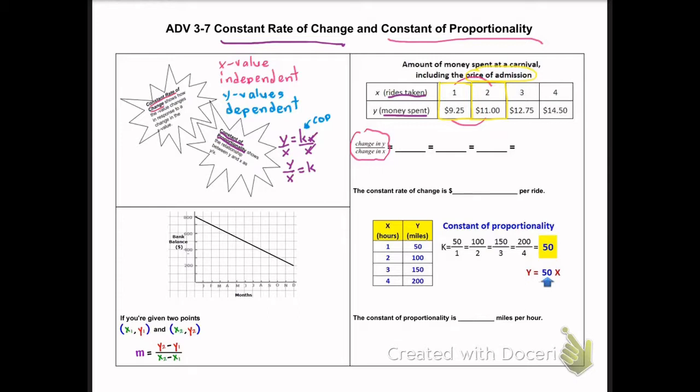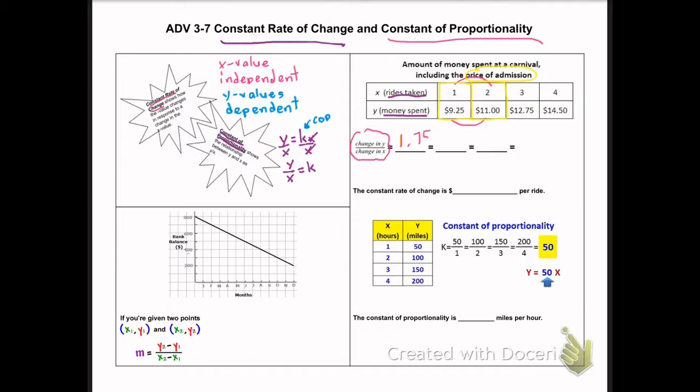So we're not talking about a proportional relationship, but we can look to see if there is a constant rate of change. The way that we do that is we look at change in Y, and then we look at the change in X at that same point in time. So from $9.25 to $11, that's a change of $1.75.